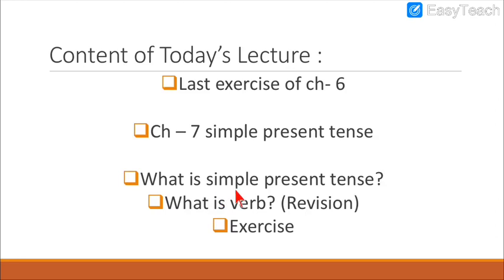What are we going to do in chapter 7? First of all, I will explain what is simple present tense, what things are included in that, and what kind of sentences are included in that. Secondly, we are again going to revise what is a verb, because throughout the tenses lecture, in all the 12 types of tenses, the verb plays the main role. So obviously we have to revise that, as it is the core of the tenses. And then, my dear students, we are going to solve the exercise of chapter 7 and enjoy simple present tense. So without wasting much of your time, I'll just start with the chapter 6 last exercise.